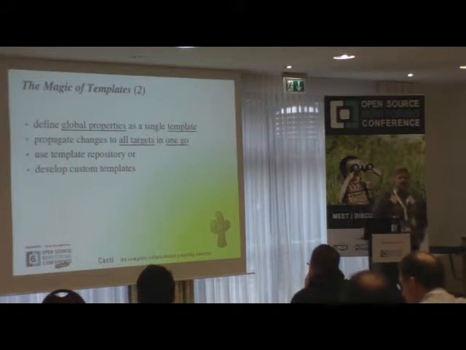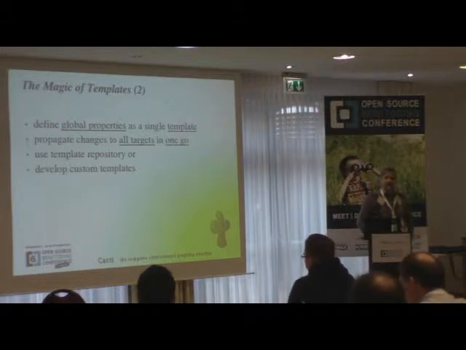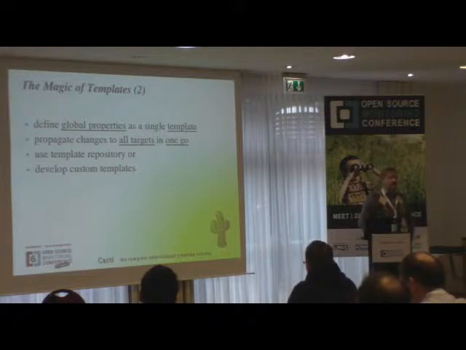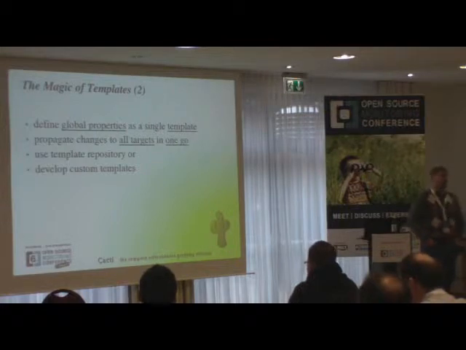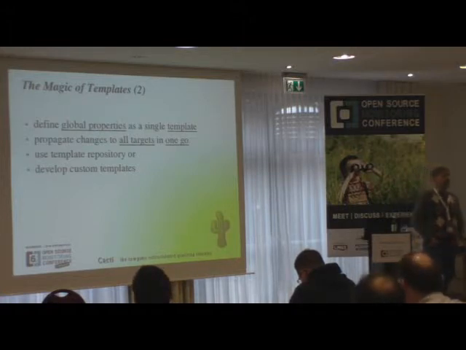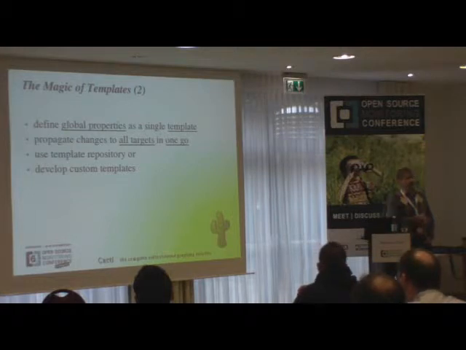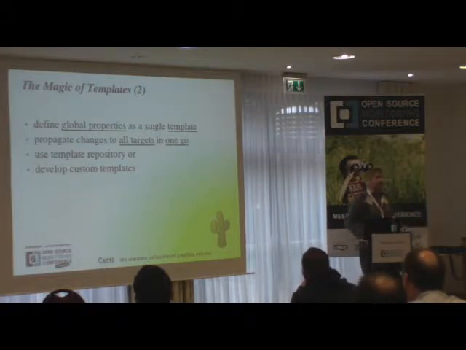With those templates, you define global properties as a single template, and each time you decide to change one of those templates, you only change it in one place. It's automatically propagated to all objects derived from this template. So for example, if you are not happy with a green color in your graph, you simply change the graph template, for example, to show it a red color. And then it's automatically propagated to all graphs derived from this graph template.